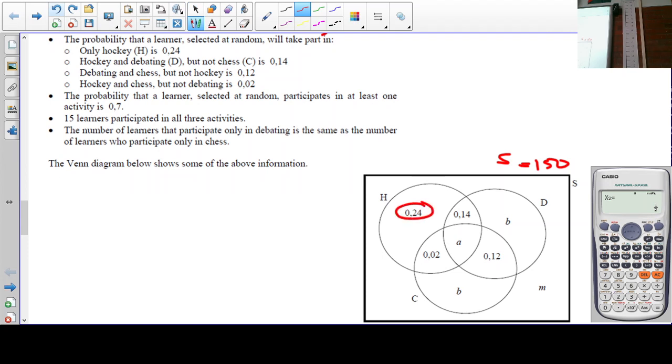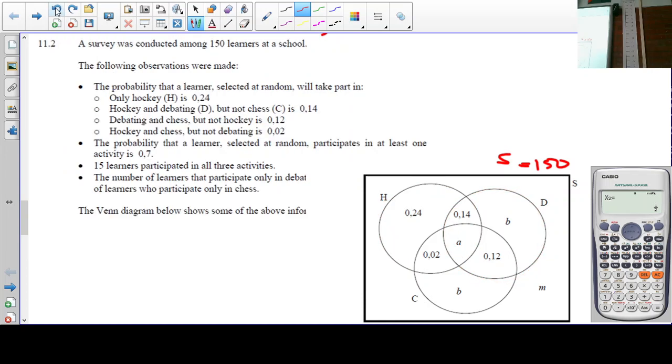Not so? Then we are told that hockey and debating, D, and not chess. So we must omit chess. Okay, it can't overlap the chess subset. So it says hockey and debating, but not chess. So you take that one out. That's why 0,14 is there.